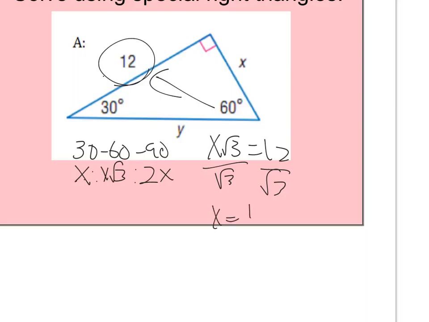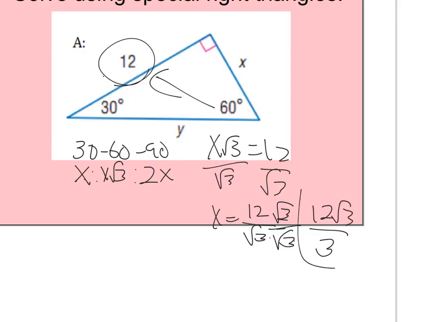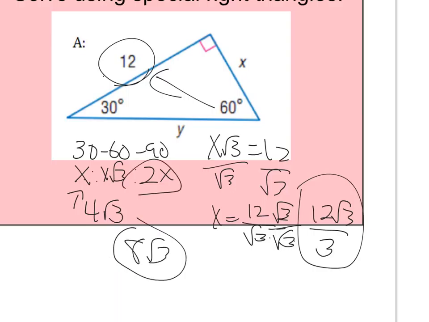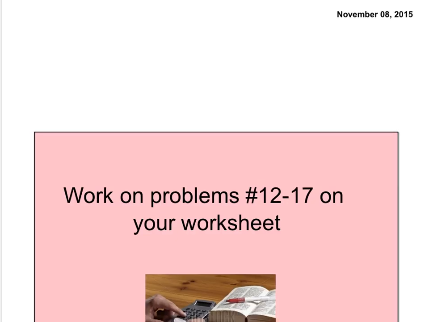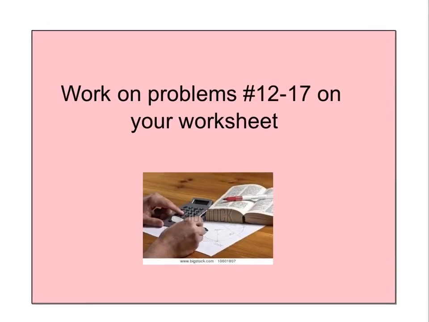So this becomes 12 over square root of 3, but you can't leave a square root in the denominator. So you've got to rationalize it. Square root of 3 times square root of 3 equals 3. So this becomes 4 square root of 3. That's your short side. Then your long side is going to be 8 square root of 3. So short side is 4 square root of 3. That's all I got. All right, so now work on 12 through 17. Then come back.